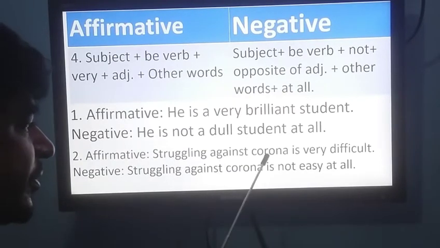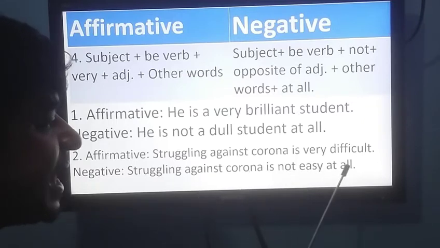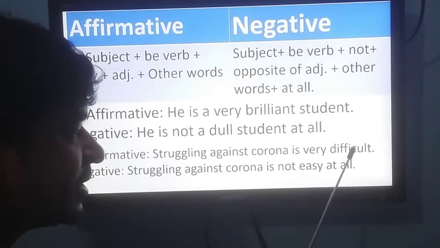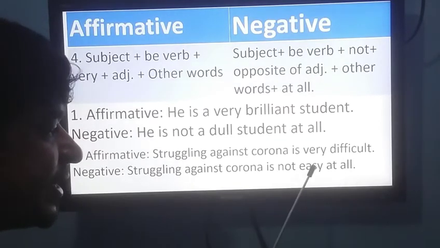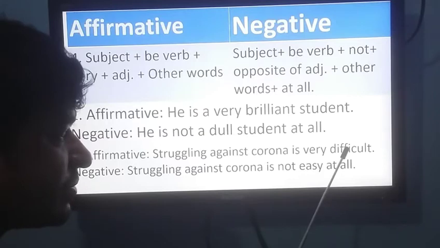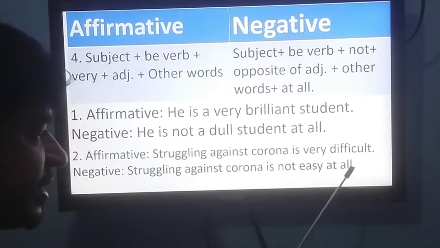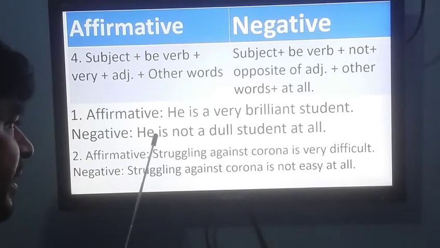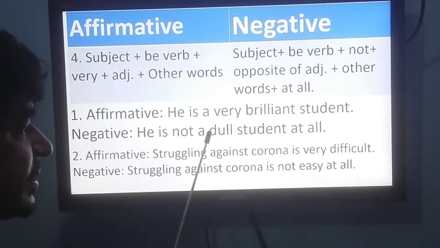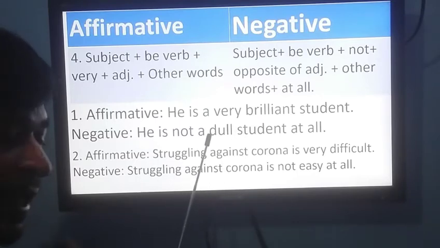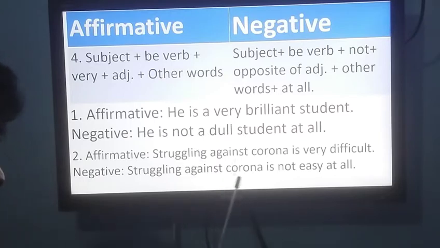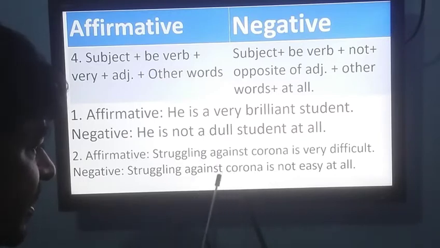Struggling against corona is very difficult. Struggling against corona is not easy at all. In place of difficult, we have used here easy, opposite word of difficult. So in the last part of the sentence, we have used here at all for very. But very is not used in this negative sentence. Here see, very has become abolished.